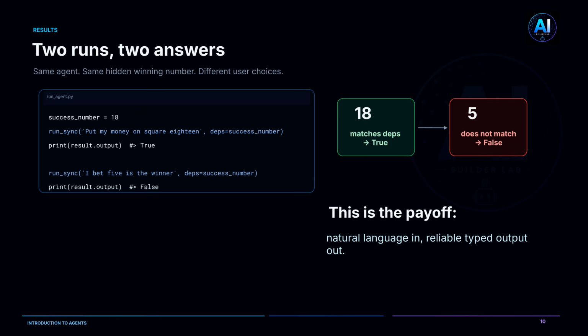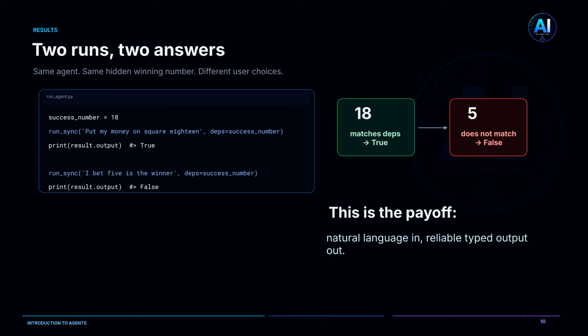The two outputs here tell the whole story. The winning number is 18. So when you say square 18, the tool comes back with winner, and the typed output is true. When you say 5, the tool returns loser, and the typed output is false. Simple, clean, and completely predictable.